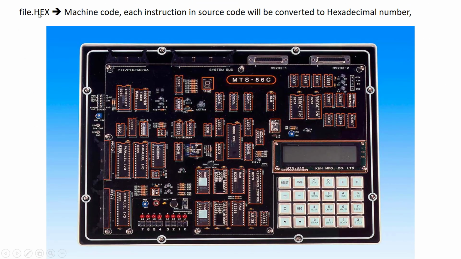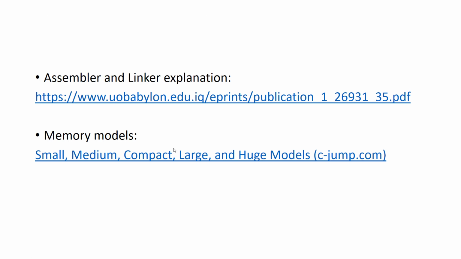File.hex is the machine code. For example, our trainer kit in microprocessors lab is MTS86C. So the program needs to be converted to a hex file, then uploaded to this trainer kit. Each instruction in source code will be converted to hexadecimal numbers or bytes. Here are the references. If you want to download their PDFs, you can do so by clicking on these links.